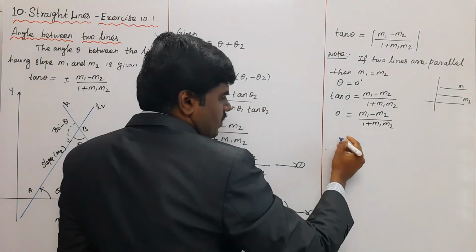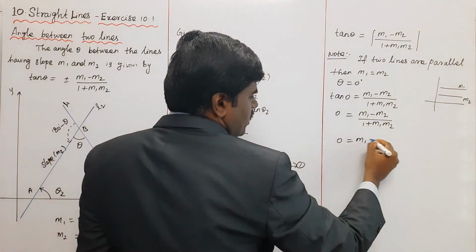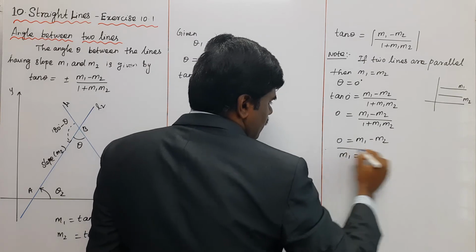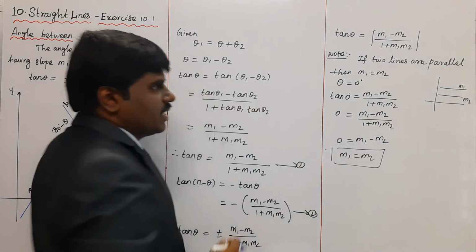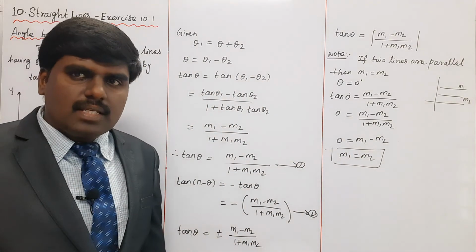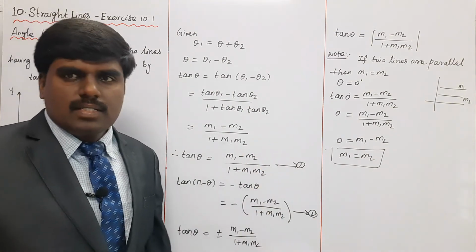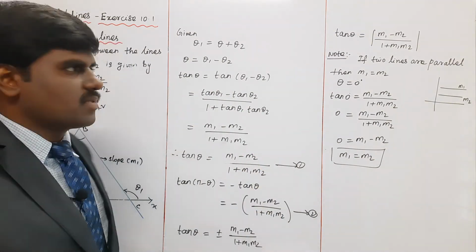Cross multiplying, 0 is equal to M1 minus M2. What is your conclusion? M1 is equal to M2. Therefore, if the 2 lines are parallel, the corresponding slopes are equal, that is M1 is equal to M2. This is the first point.